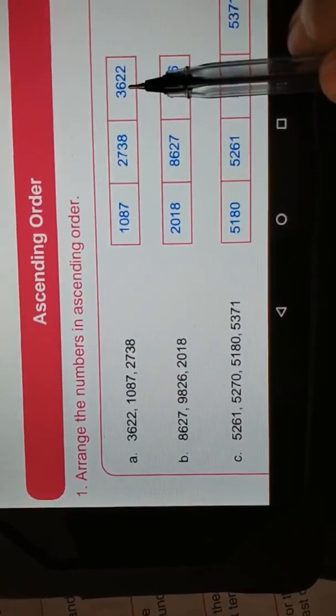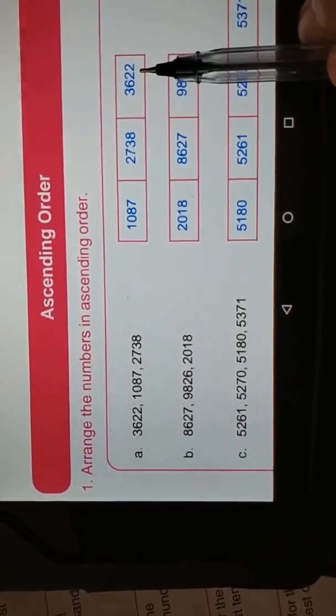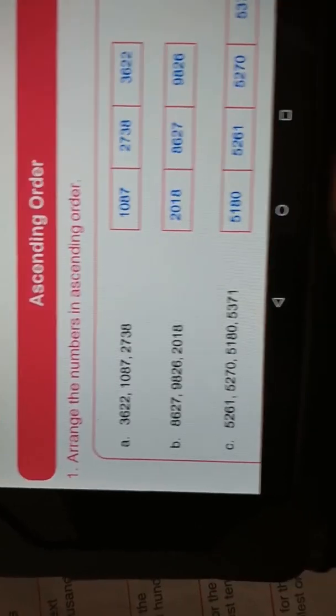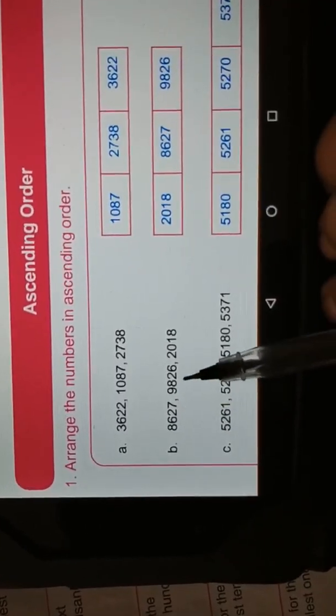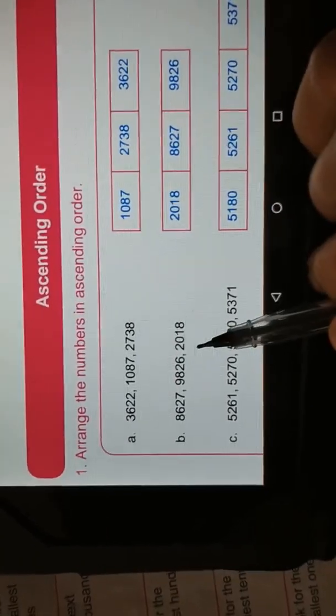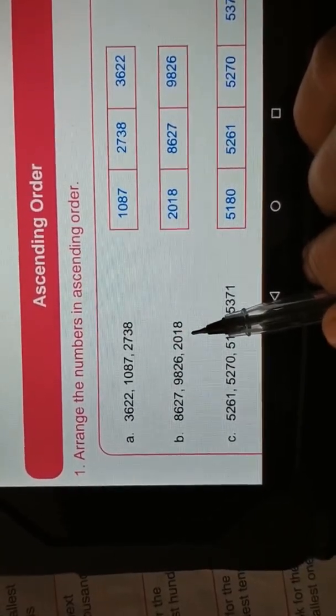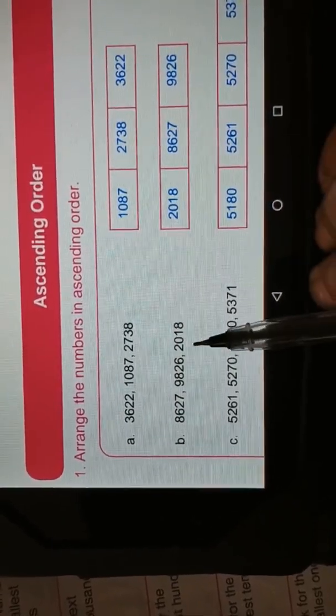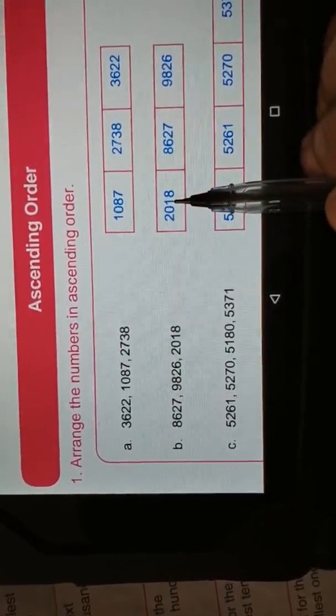In the third blank we have to write 3622. Then second one is 8627, 9826, 2080 is there. So smallest digits we have to write first. Smallest number is 2018. We have to write here.